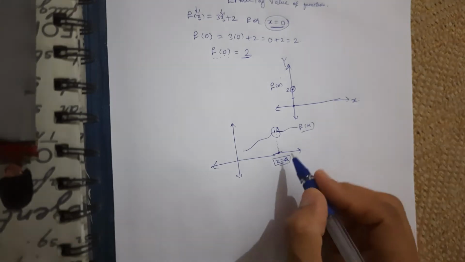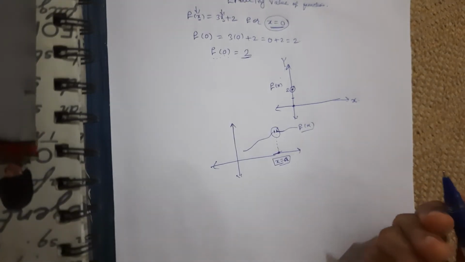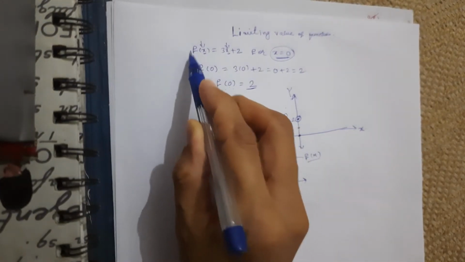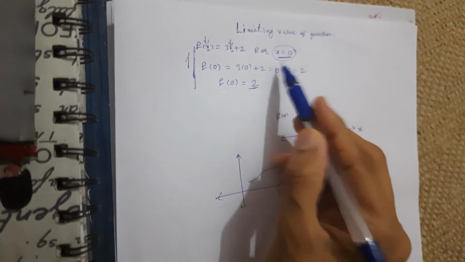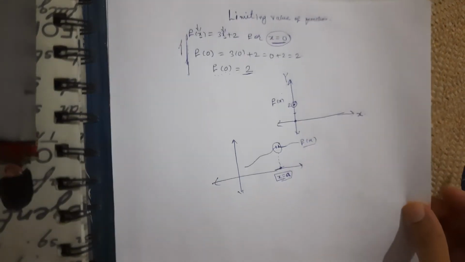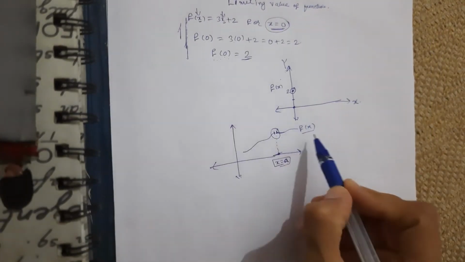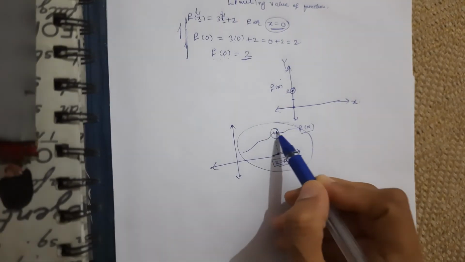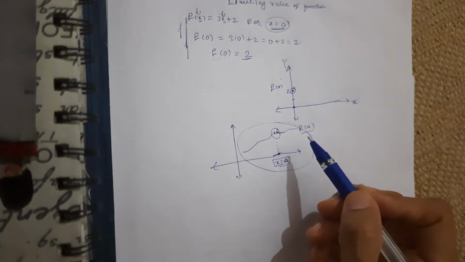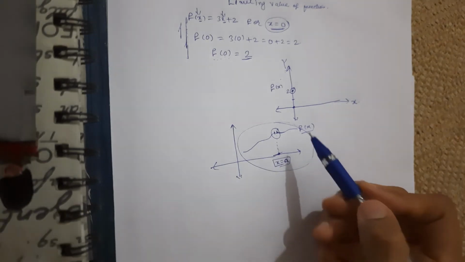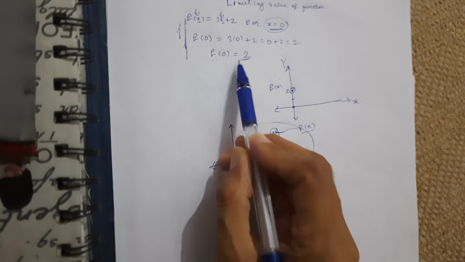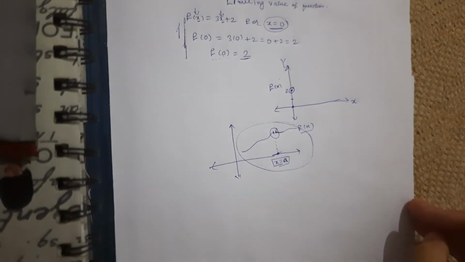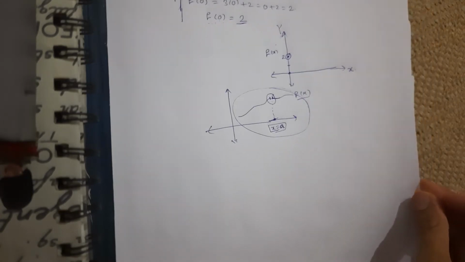So sometimes the function, whatever we calculated here, this is called the exact value of the function. And whenever the exact value of the function does not exist, we just take the example of this function. Here it does not exist at that point. So in this case, instead of finding the exact value of the function, we take the limiting value of the function. Now we are going to see in detail what this limiting value is.